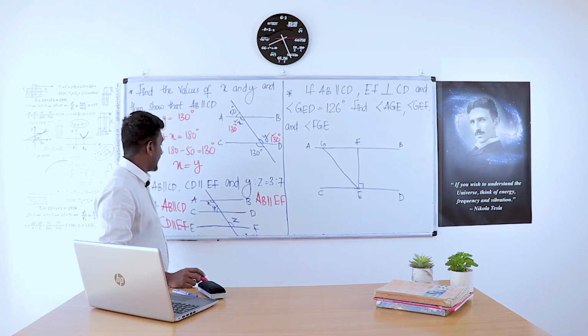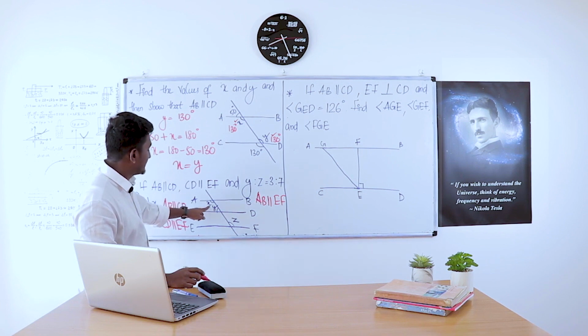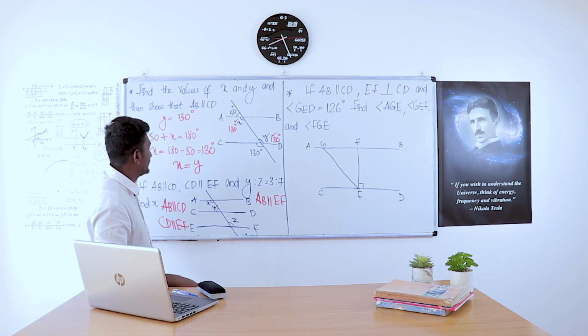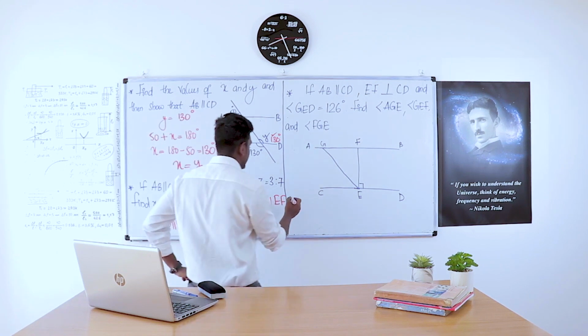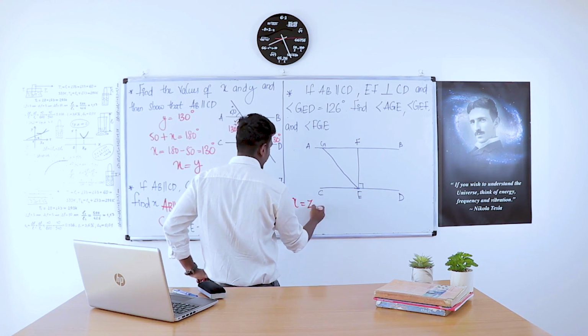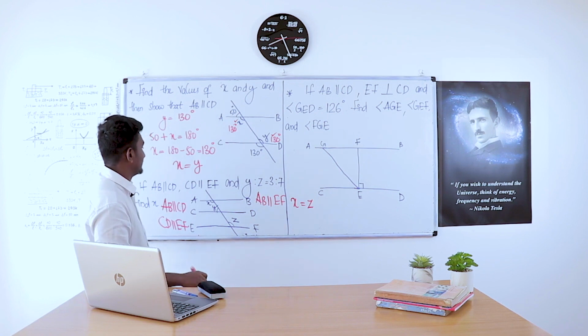If AB and EF are parallel, then x and z are alternate interior angles. Then we can say that x is equal to z.